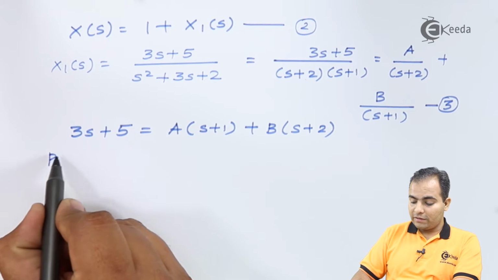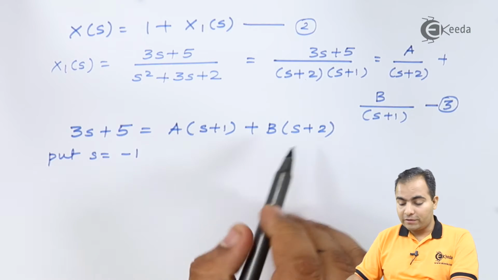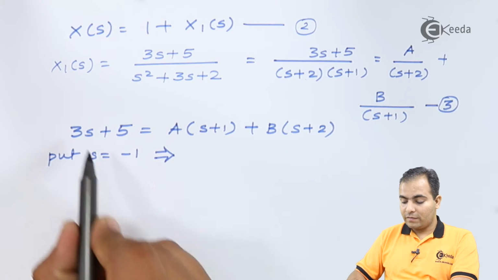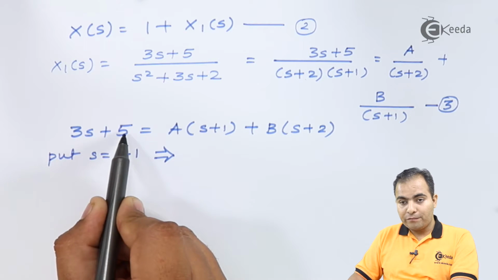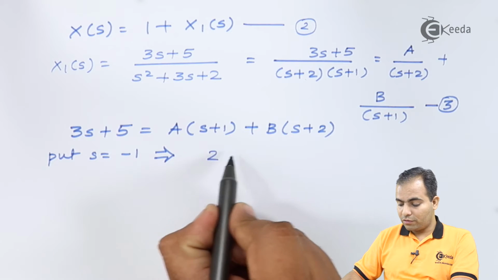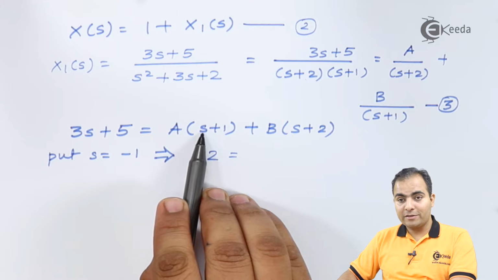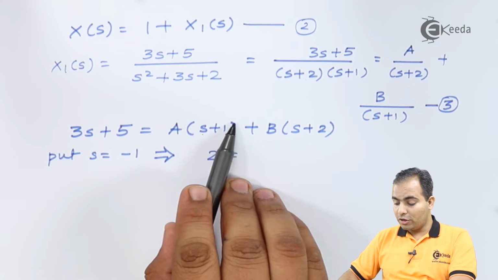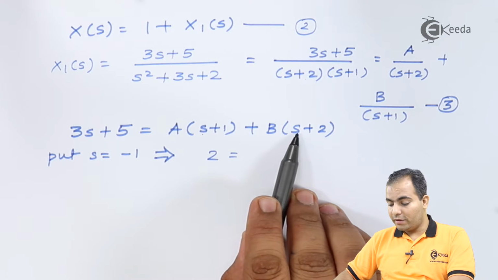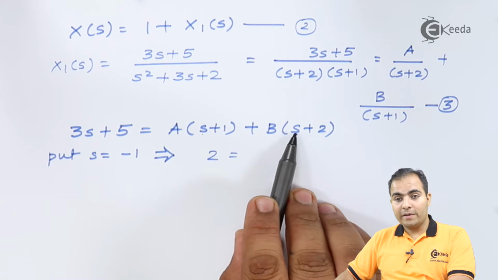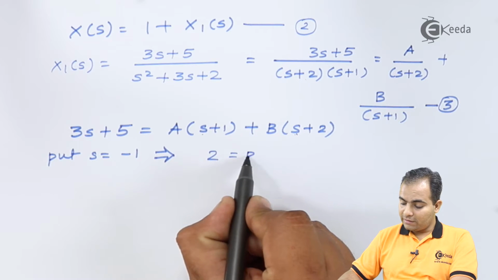So first of all, I'll put s equals to -1 in this equation. So what will you get? This s is replaced by -1, so 3 into -1 is -3. 5 minus 3 becomes 2. So on the left hand side we have only 2, but on the right hand side, this s is replaced by -1, which means -1 plus 1 becomes 0. So the whole A term becomes 0. But look over here in B, this s is replaced by -1, so 2 minus 1 becomes 1. So B into 1 is nothing but B.